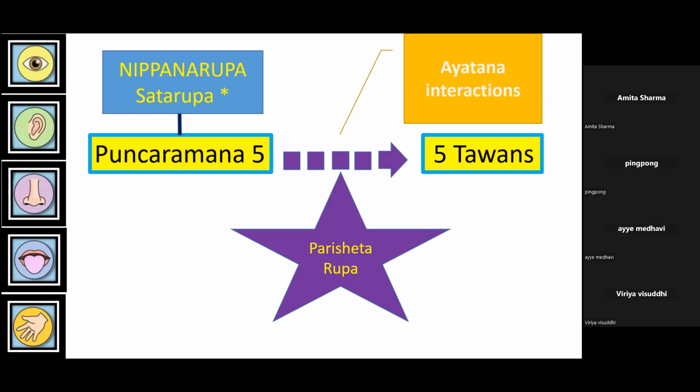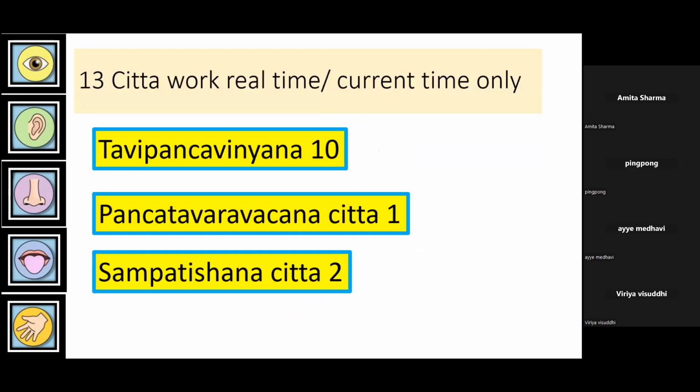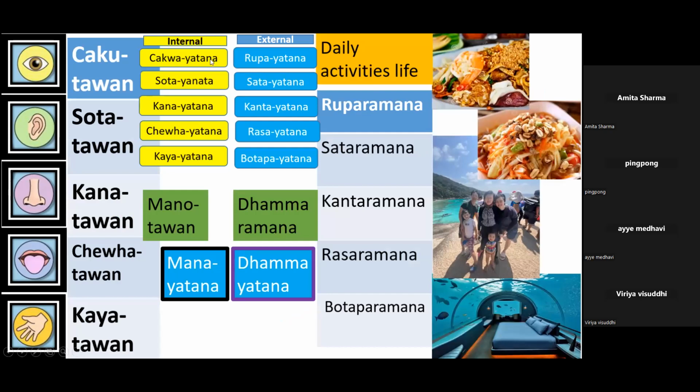But remember, everything in Paramattatham is very, very small. We cannot imagine where it is, but it's not our organ again. So the Pancharamana 5 is going to go into 5 Tawans here. It has Ayatana interaction here. Remember, internal and external. Like when I go to Samana Buddha, I have everything. Like I have 5 and then I have 1. I receive Dhammayatana of Buddha, and I have Manayatana as well. And I also have the 5 that I mentioned earlier in this slide. Chakwayatana, internal, is matching with the Rupayatana. Sotayatana matching with Satayatana. Kanayatana matching with Kantayatana. Shivhayatana matching with Rasayatana, and Kayayatana matching with Bodhapayatana, like this.